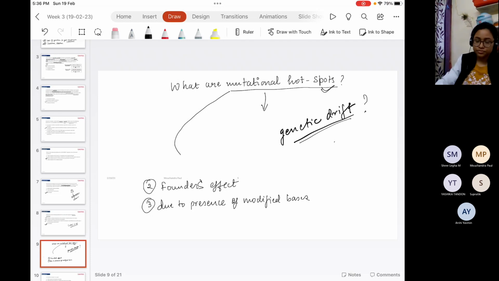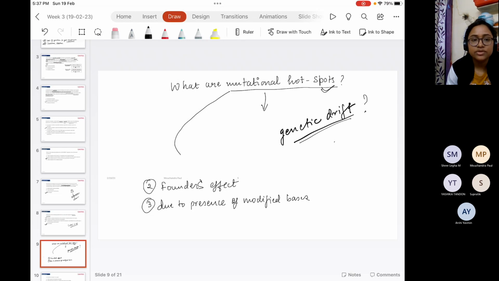So if you Google it simply, here the definition is exactly what she said, right? That the change in frequency of an existing gene variant in a population is due to random chance. But what does it actually mean? If you are given population A and population B, what actually has happened?